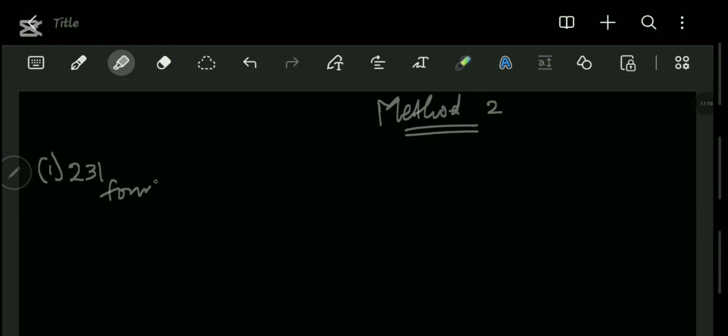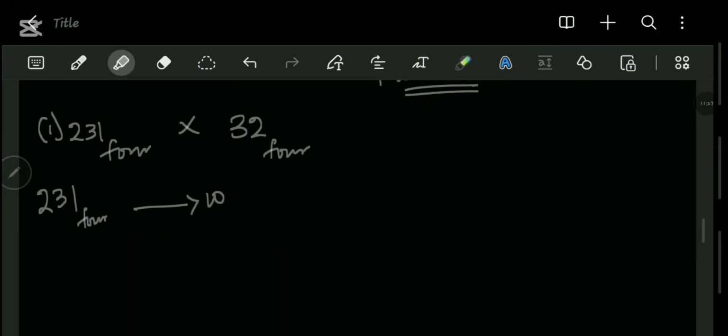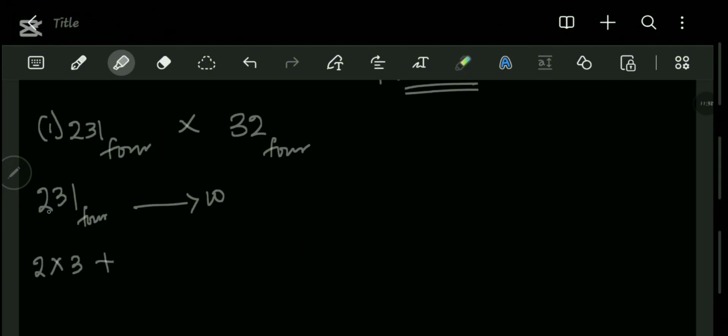231 in base 4 multiplied by 32 in base 4. So we said we'll convert each of them to base 10. So if I convert this to base 10, I'm converting this number to base 10. To convert to base 10, we multiply each of the digits by the original base it has. So I'm having 2 times 4 to the power 2, plus 3 times 4 to the power 1, plus 1 times 4 to the power 0.